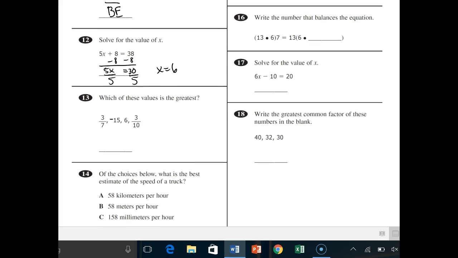Right, which of these values is the greatest? Already we know that a negative can't be greater than any positive. We know that this is less than a whole, it's about 0.3. This is also less than a whole because 7 over 7 would be 1. 3/7, if we did it on a calculator, would be about 0.42. So 6 wholes is the biggest number, right? These two fractions aren't even close to a whole, where this one says I have 6 wholes, right?